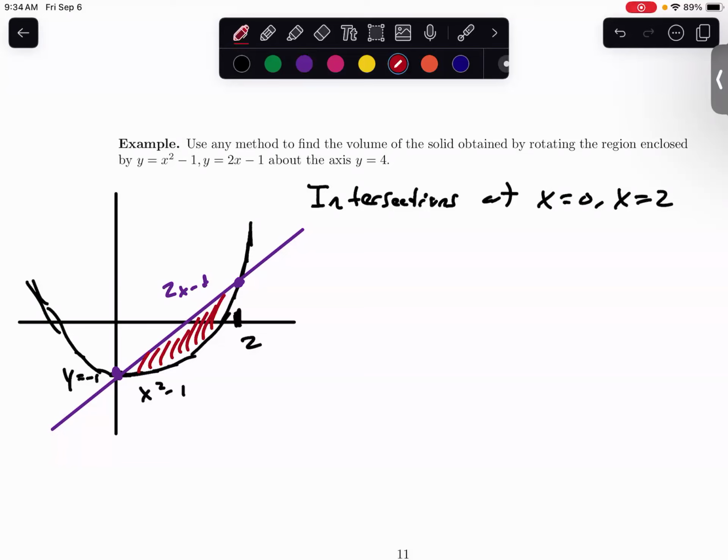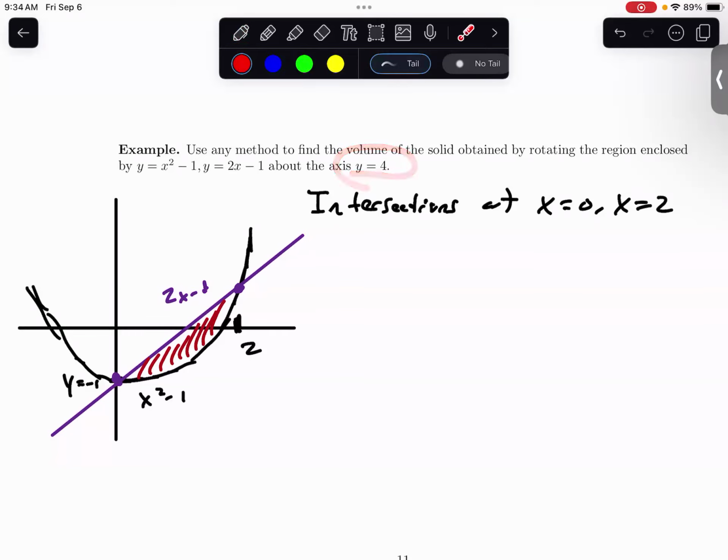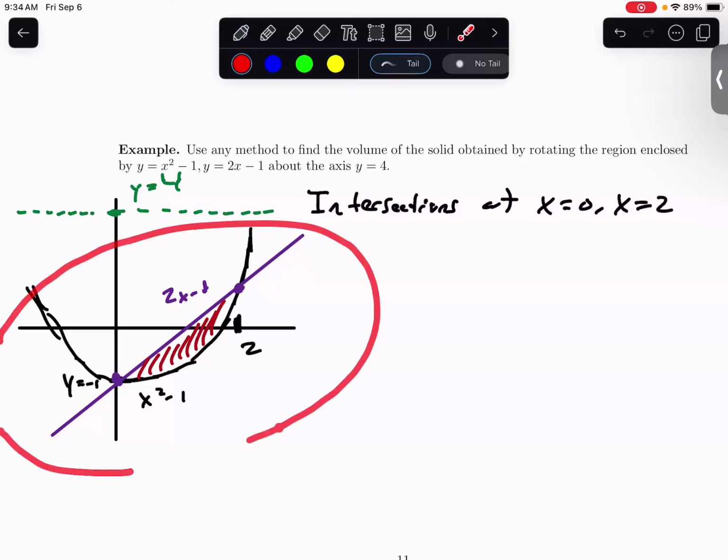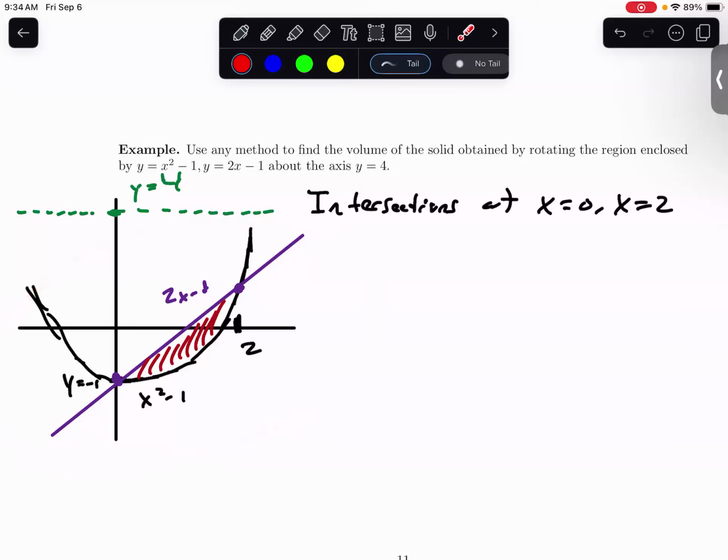So the reason why I wanted to emphasize this example is the axis of rotation is given by y is equal to 4. And so the axis of rotation is above the two graphs that we're looking at. It kind of looks ambiguous. I can't tell if that's a y or a 4. So y is equal to 4. Okay, so if we want to find the volume of rotation, do we want to use the disk / washer method, or do we want to be using the shell method here?